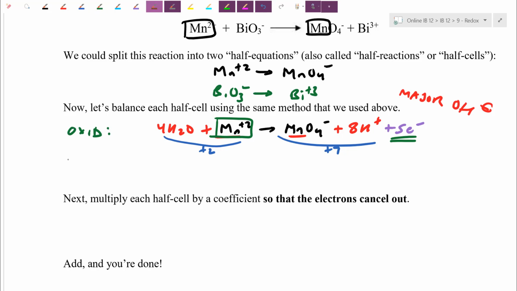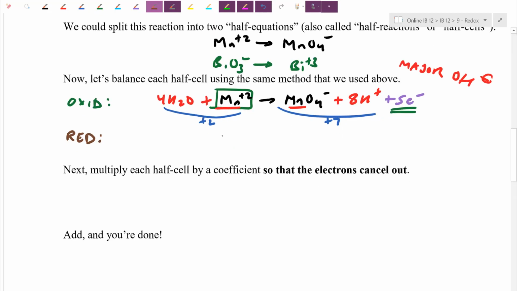Second step here, we're going to do as a reduction. I have to have 1 of each. So the bismuth-looking compound here, BiO3 minus, becoming Bi +3. Balance for major atoms. I have 1 bismuth, fine, no problem. I'm going to balance the oxygens. I had 3 oxygens, no oxygens yet. So this time I'm going to add 3 waters to the right-hand side. Balance for H's with the H plus, so I have 3 times 2, so 6 H's on the right, so I need 6 H plus on the left side.